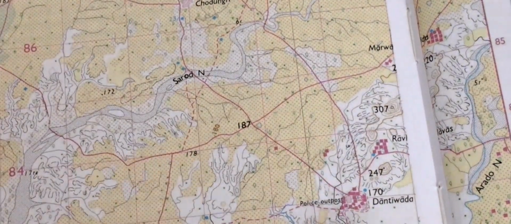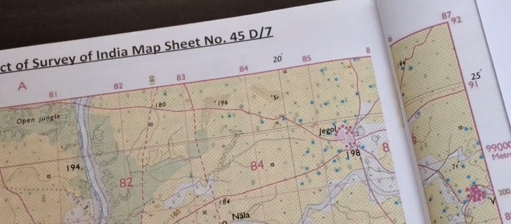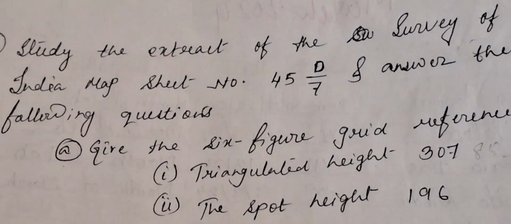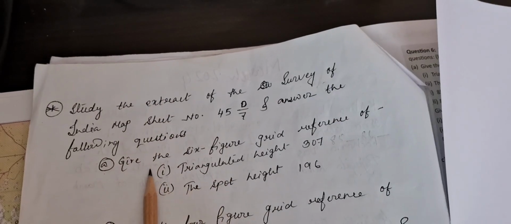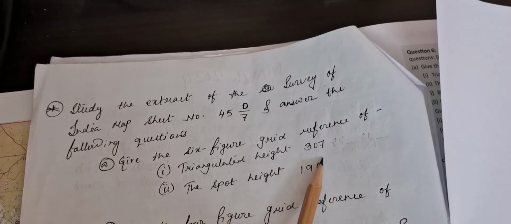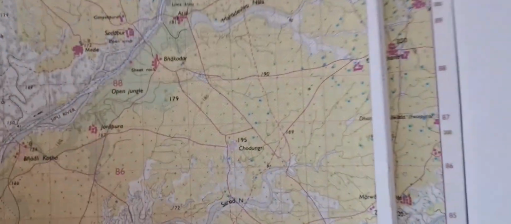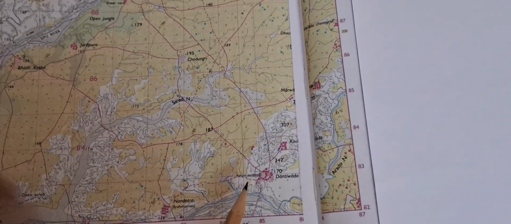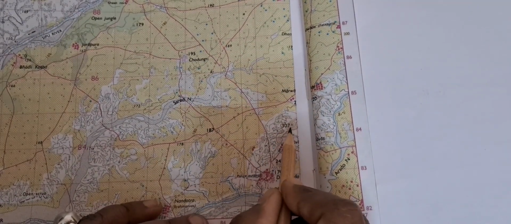So, students, this is the map extract. The number is 45/7. The first question is that: give the 6-figure grid reference of triangulated height 307 and the spot height 196. From the given map extract, the triangulated height of 307 is here.